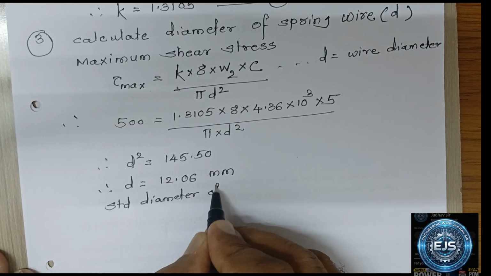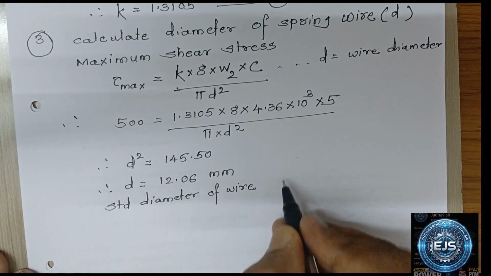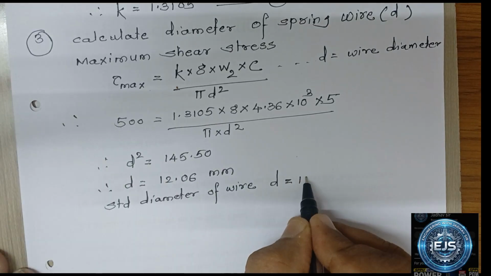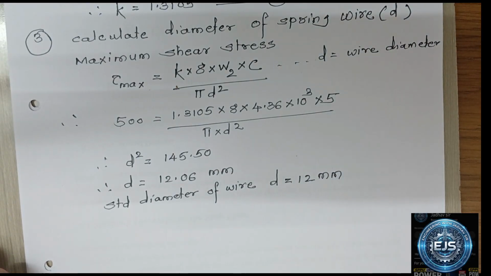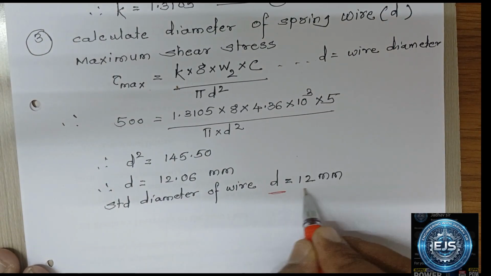Standard diameter of wire is 12 mm. This is our first answer, 12 mm. ये हमारा पहला आंसर है. Standard diameter of wire is 12 mm.